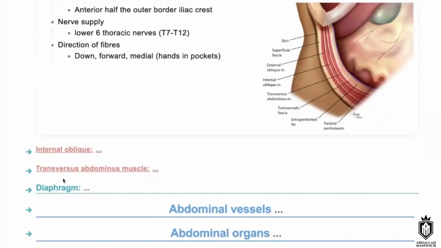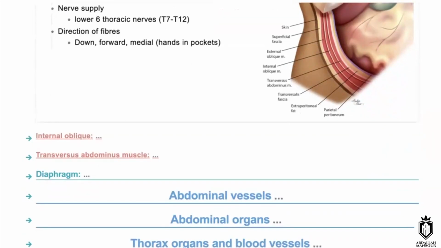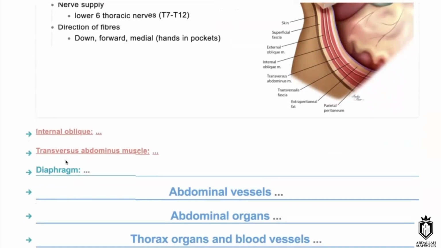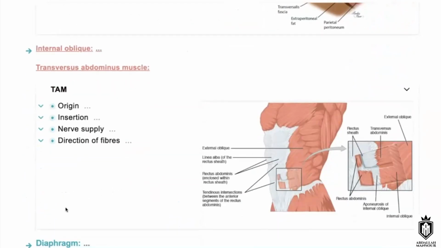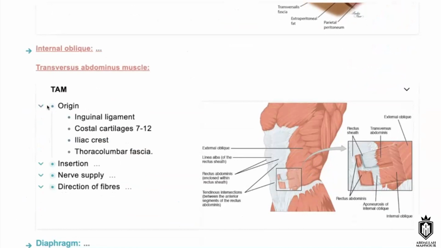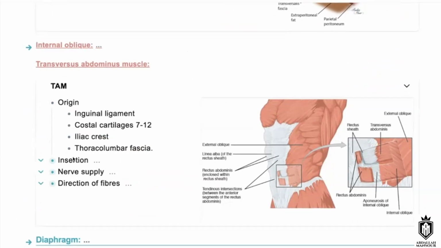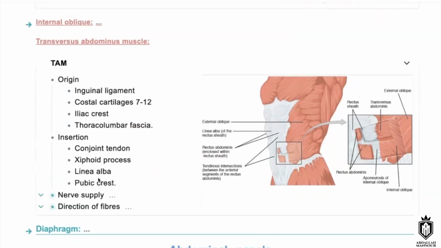What is the origin and insertion of the transversus abdominis muscle? It's from the lower six ribs, then thoracolumbar fascia, anterior two-third of iliac crest, the middle part, and lateral one-third of inguinal ligament. It gets inserted on the xiphoid process, linea alba, and pubic crest. Yeah, and also the conjoint tendon as well.